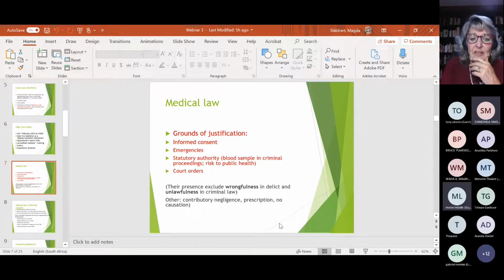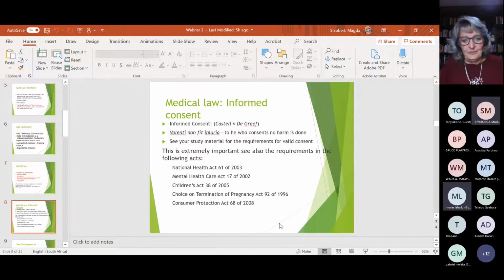Or there was statutory authority to do something, or you acted out of a court order. Now, those are just examples, there can be others. But look at the wording that we use. We speak of wrongfulness in a delict, but unlawfulness in criminal law. Then other grounds of justification could be contributory negligence, prescription, or that causation could not have been proved.